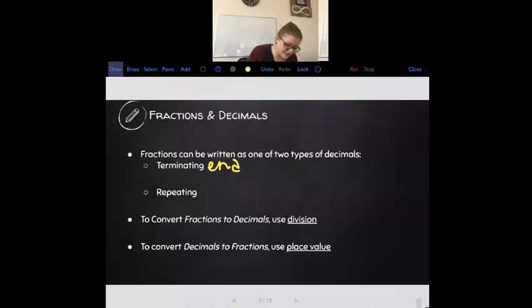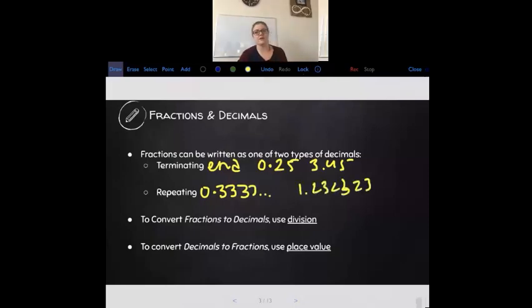So for instance, decimals that end would be like 0.25, 3.45, and so on. Repeating decimals would be things like 0.333, and so on, or 1.23, 0.23, 23, etc., and it goes on and on and on. There are some decimals that can't be written as fractions, such as pi, which is an irrational number.